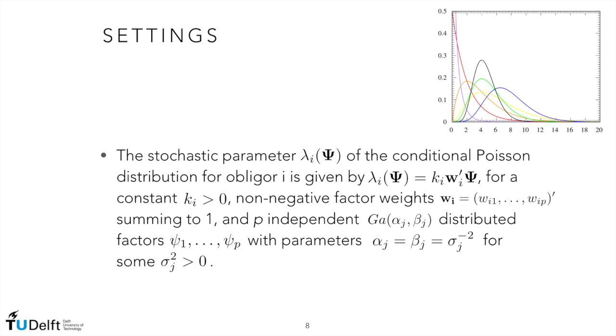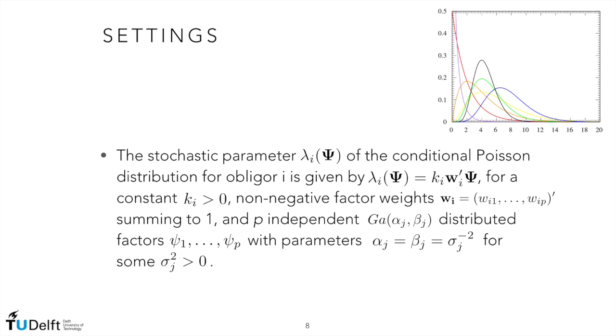In the model, we assume the intensities λ_i(ψ) to have a linear representation of the form k_i w_i ψ, where k_i is a non-negative constant, an important one as we will see, and w_i is a vector of convex weights. We assume the vector ψ to contain independent gamma distributed factors with parameters α_j and β_j, j from 1 to p, equal to the inverse of the factor variance σ_j squared. We assume this quantity to be observable from data.